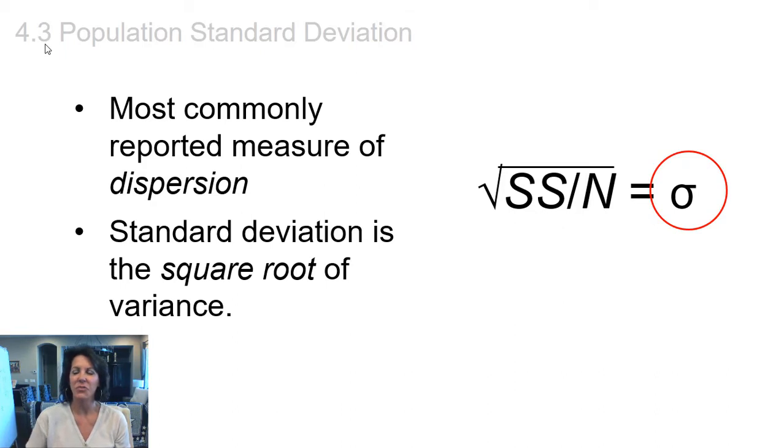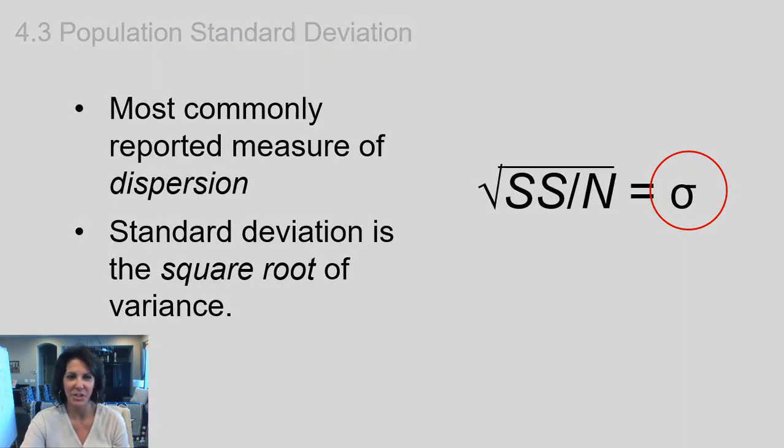So let's take a look at this formula for standard deviation. You'll notice that sigma no longer has the squared symbol because we are taking the square root of sigma squared, basically the square root of variance, to find standard deviation. So we had the sum of squares over n as the formula for variance. Take the square root of that and you now have standard deviation.